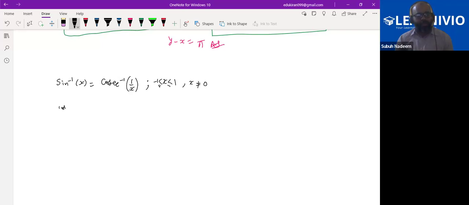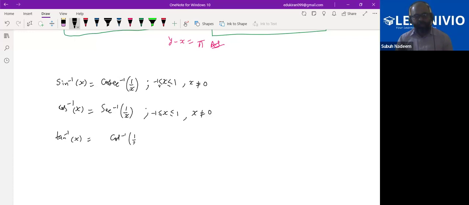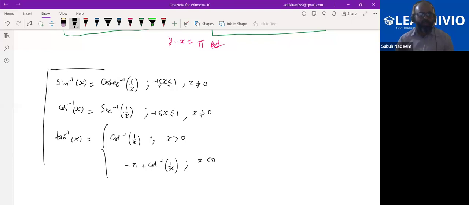Similarly, we have cos inverse of x, which is actually sec inverse of 1 by x, where x is again between 1 and minus 1, and x is not equal to 0. Then we have tan inverse of x is equal to cot inverse of 1 by x, when x is positive. And if x is negative, then we have minus pi plus cot inverse of 1 by x. So these properties we need to know.